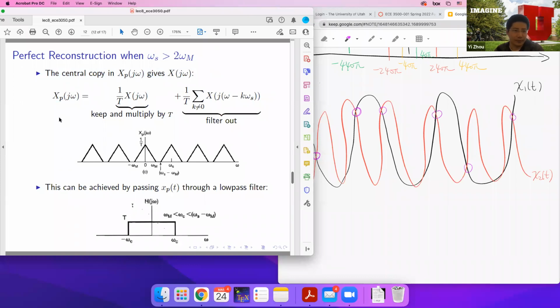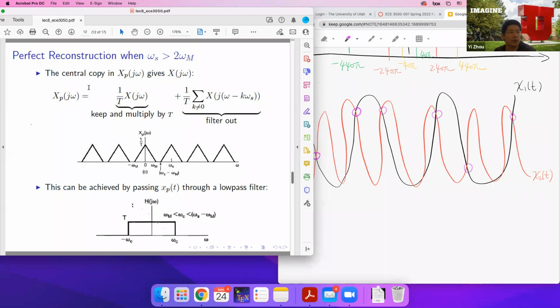Again, this is a picture illustrating X_p(jω), the spectrum of the sample signal. And in particular, in that infinite summation, this one is the first copy, right? When k equals 0. And these are all the rest of the copies. So the idea is that suppose your sampling frequency is higher than the Nyquist rate, so that all these copies are not overlapping with each other. And then we can do a low-pass filtering to recover the original signal.